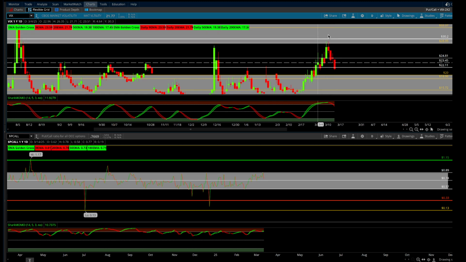But VIX, I was looking at VIX up here showing overbought signs on our Shark Momo, starting to peel off like I kind of anticipated. This 30 area has been a trouble zone here, anywhere from like 28, 29 all the way to 30. Finally got that peel off back down into the zone. That's kind of what I was thinking. Volatility, I should say, is here to stay as long as we stay over 20 and 19.